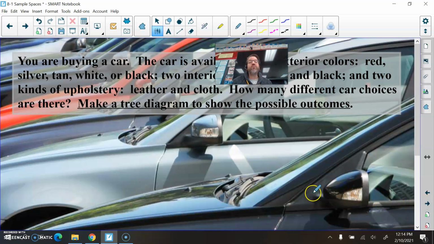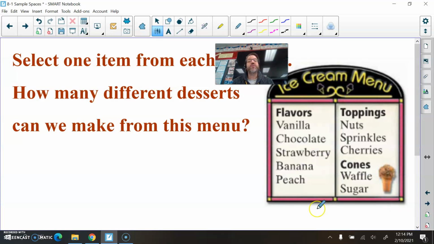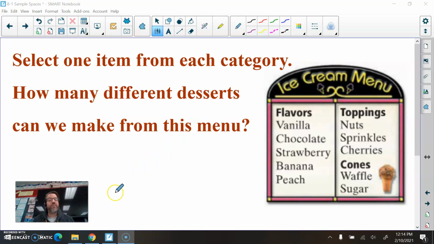Okay, one last question here. You are buying, well, let's skip that one. Let's look at this one here. You are going to select one item from each category. How many different desserts can we make from this menu? Ooh, we have an ice cream menu. And we have some flavors, we have some different toppings, and we have 2 different types of cones, waffle or sugar cones. Ooh, waffle cones, they're good.